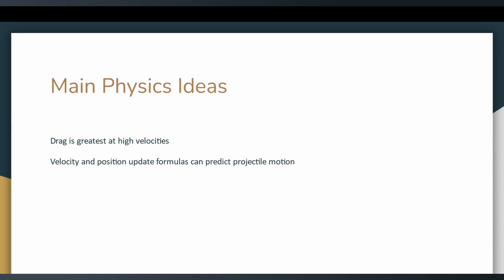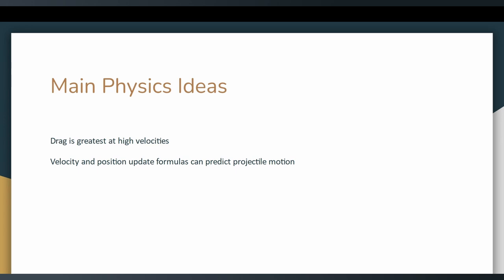So the main physics idea is that drag is greatest at high velocities. This is a rather low velocity, so the drag is not going to be very strong. It is also a spherical object, and this will have much less drag than, say, the paper crumpled, which we can assume is spherical, will have compared to a flat sheet of paper.